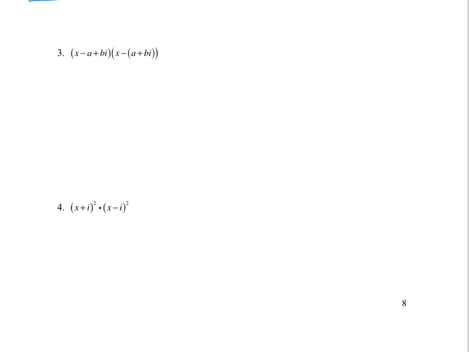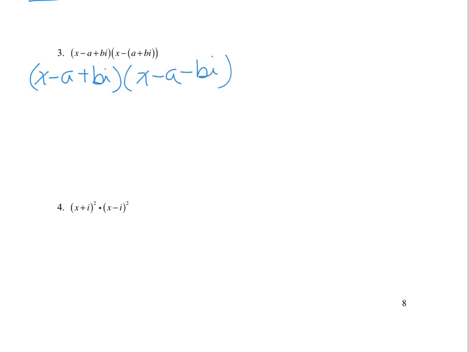Number 3 looks like it's very hard because the first one's not a binomial, it's a trinomial. The second one looks like it's a binomial, but I think I can distribute that negative. Let's see what I'll get if I take care of that, because there's no way I can do double distributive property because the first one's not a binomial. So I bring down the first one, x minus a plus bi, times x, and I'm going to distribute through the -1, minus a minus bi.